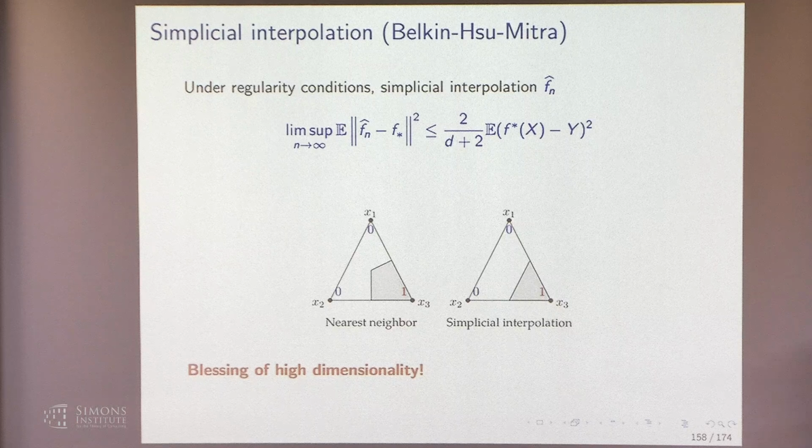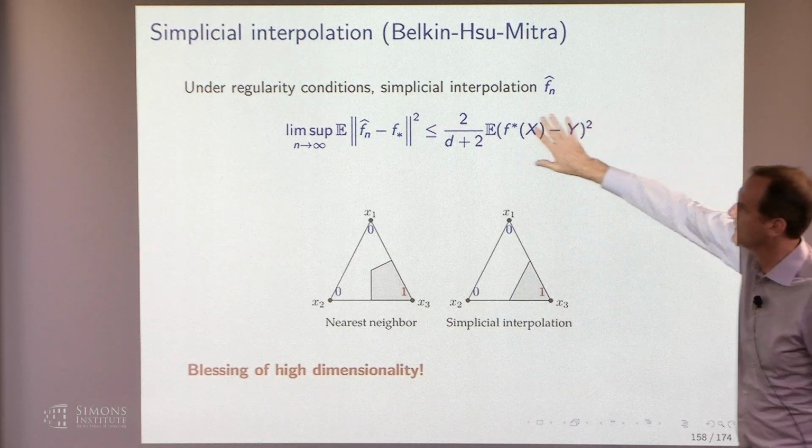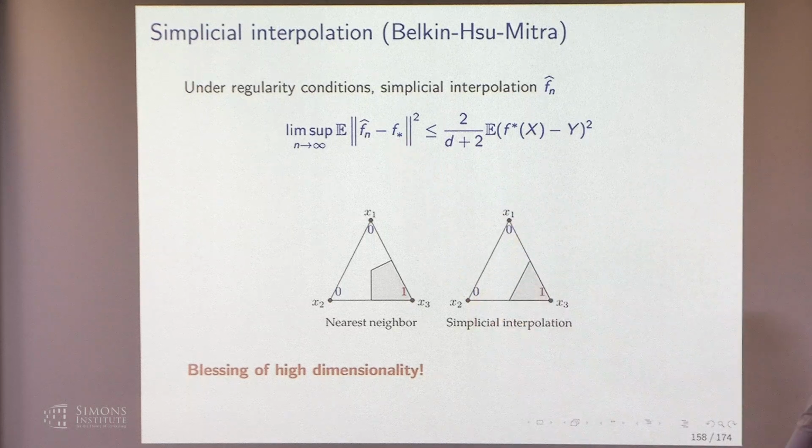So somehow in high dimensions, you're getting something that's closer and closer to optimal as the dimension goes up. Right? I mean, it's not telling you that for any fixed dimension you'll approach the optimal performance of f star, but as the dimension gets larger, you'll do better and better.